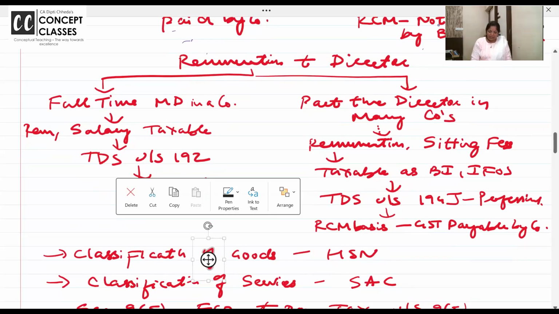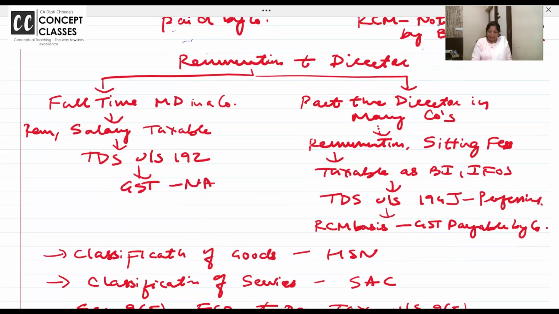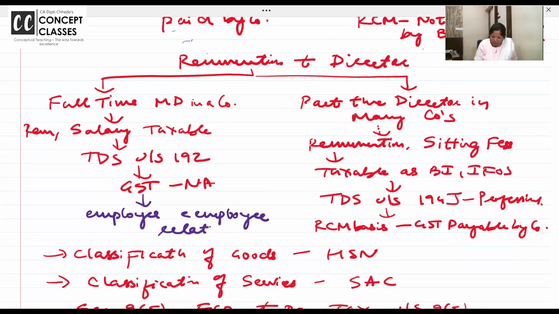You can check up. Okay, now if you are a full-time director in a company and you're getting salary remuneration under 192 TDS is deducted, no GST. You can add on here because there is employer-employee relationship. Employer or employee relationship है, कोई GST नहीं लगता. But if you are a freelancing director and you are getting sitting fees and other professional fees from the company will pay the GST on RCM basis.